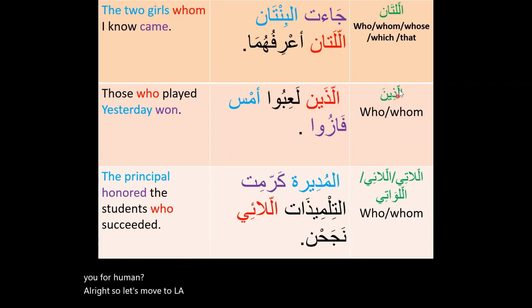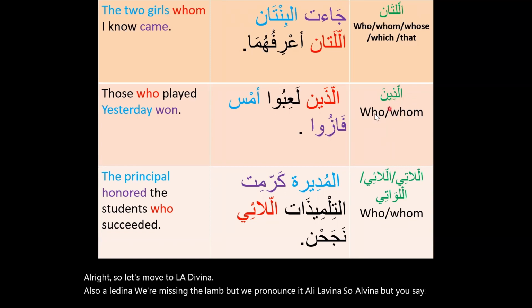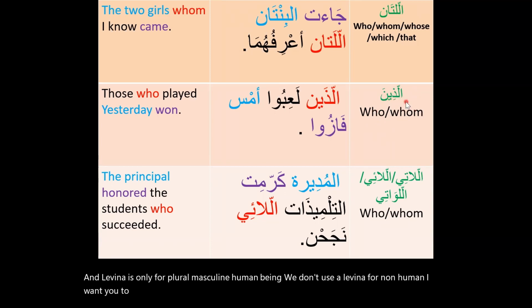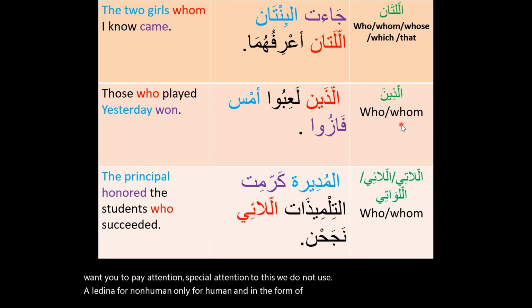All right, so let's move to الذين. Also, alladina, we're missing the lam, but we pronounce it al-ladina. So al-dina, but we say al-ladina. And al-ladina is only for plural masculine human being. We don't use al-ladina for non-human. I want you to pay special attention to this. We do not use al-ladina for non-human, only for human and in the form of plural masculine.